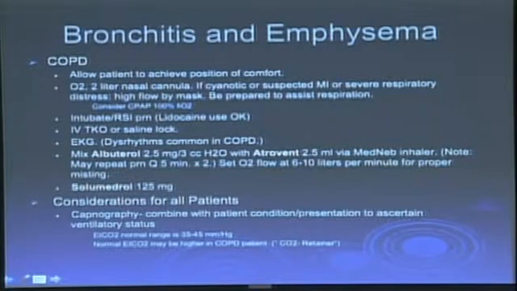Oxygen by nasal cannula if they're cyanotic, if you think they have respiratory distress, or if their O2 sat is low. If they're in respiratory distress, consider CPAP as your first line. Intubate with RSI. Lidocaine is okay in the intubation of chronic obstructive people and asthma because it decreases the bronchial cough reflex. So that should make it easier to ventilate the patient.